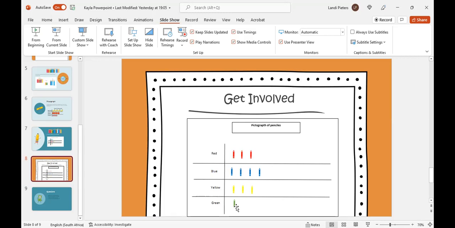Are there any colors that have the same amount of pencils? Yes, it is red and yellow. So if you look at red, there are 3. And if you look at yellow, there are 3 as well. So that is our lesson for today.